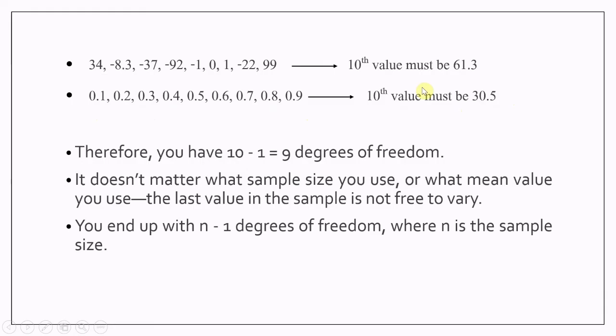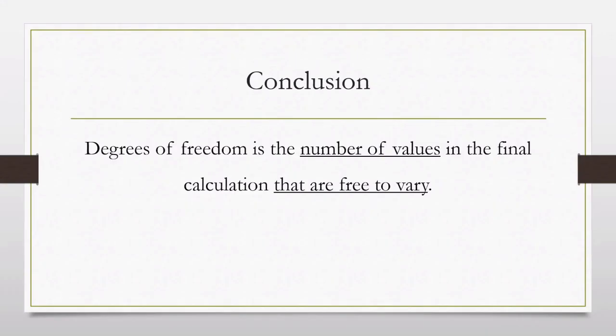It doesn't matter what your sample size is or what the mean is. The last value in the sample is not free to vary. So you end up with n minus 1 degrees of freedom, where n is the sample size. So now I hope you have understood the degree of freedom. We can simply define the degree of freedom as the number of values that are free to vary.